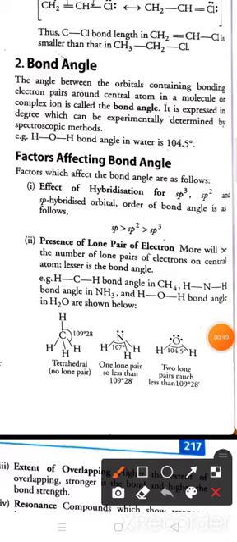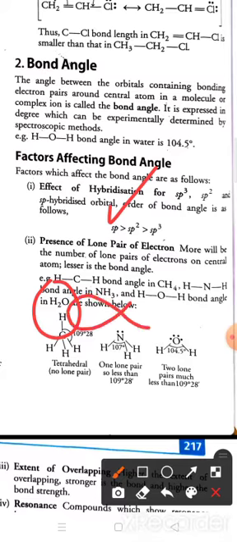Overlapping we will discuss in the next chapter. Here we are discussing the factors affecting the bond angle. First, the effect of hybridization: sp, sp2 and sp3. So sp has the greatest bond angle in comparison to sp2 and sp3. This is the s orbital, and this is the overlapping with the p orbital. So the bond angle between these two orbitals is 180 degrees.